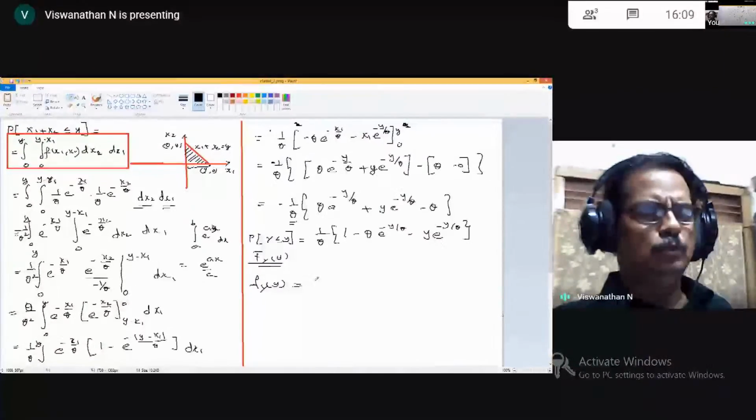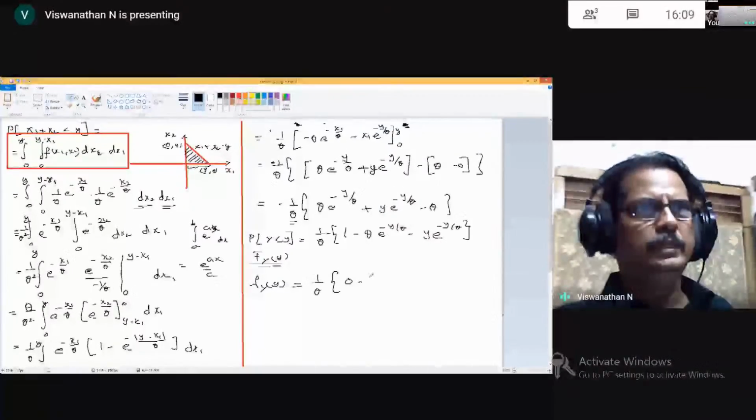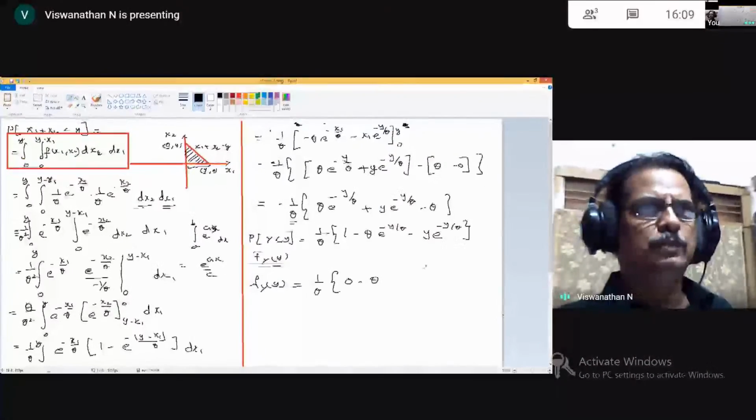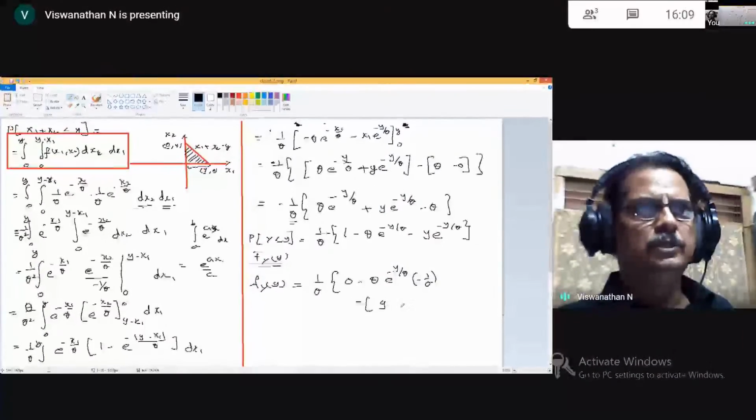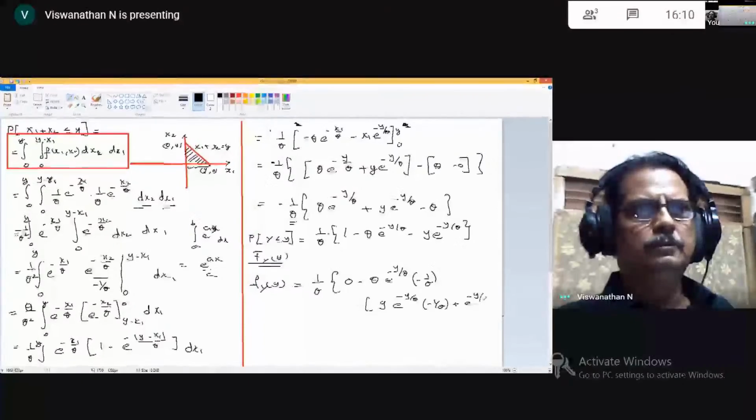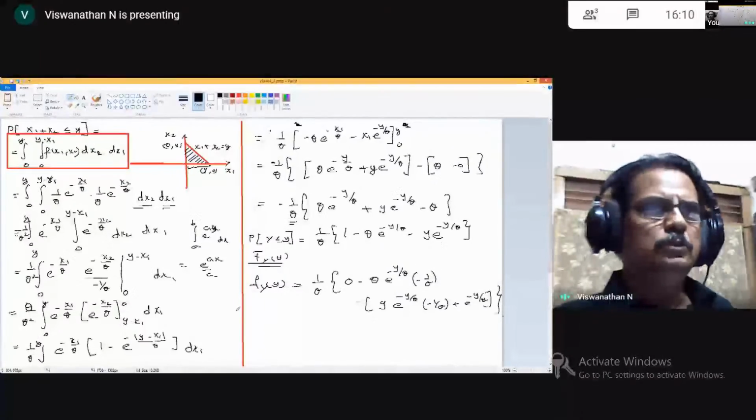Differentiation with respect to y, theta is constant, I can keep it as such. 1 is a constant, that becomes 0, minus theta. I am going to differentiate e power minus y by theta with respect to y. For y, I will get 1 by theta, right? And this is to be done with the product rule. So minus I have to take outside. First function, differentiation of second function, with minus 1 by theta, plus second function, differentiation of first function with respect to y, which is plus theta. So this is what we have.